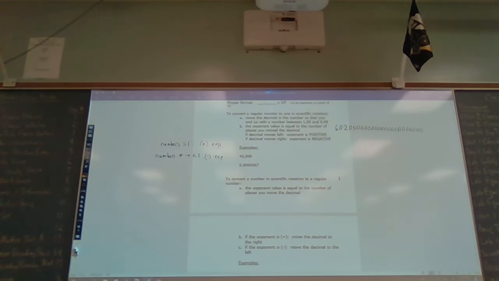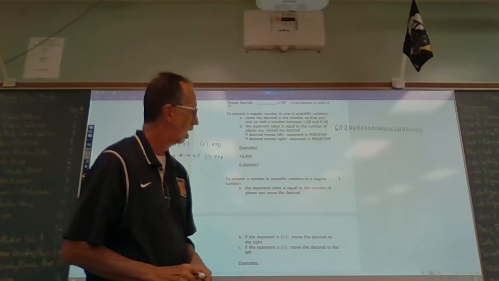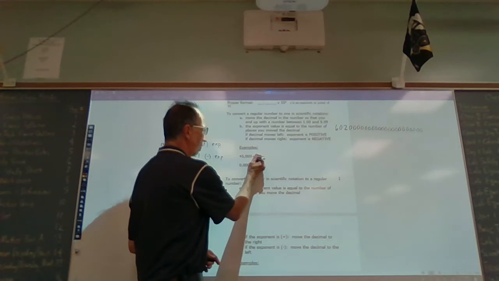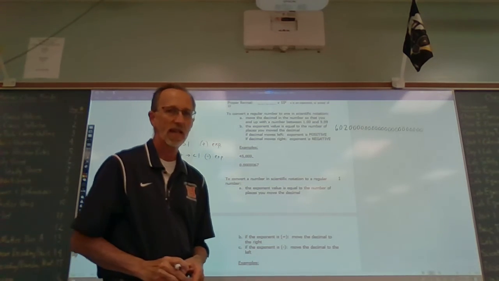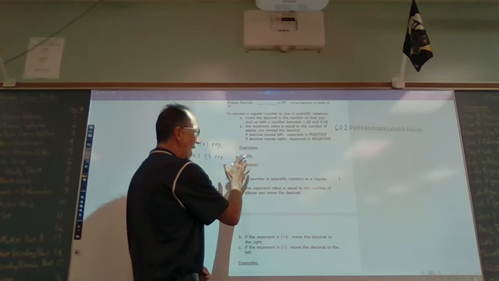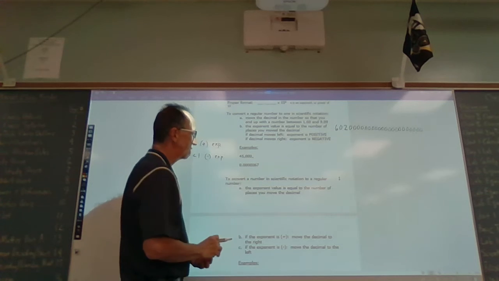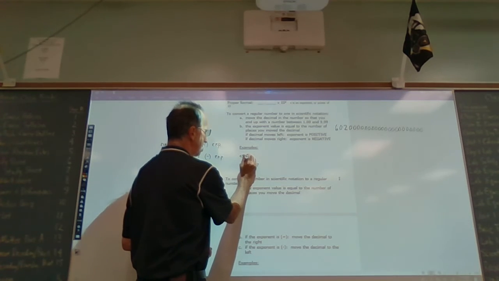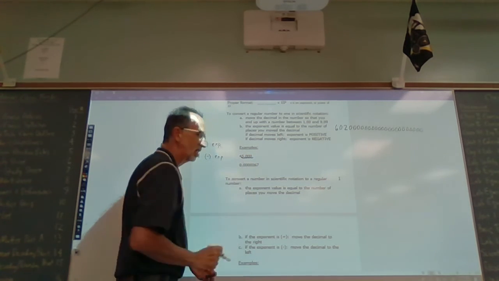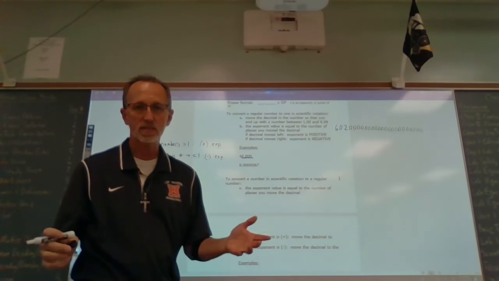There we go. So here we have 45,000. Of course there's no decimal here, but we know that it's there at the end of the last 0, even though we don't write it. The only way I can move this decimal and get this number down to a number between 1 and 10 is to the left. So if I go 1, 2, 3, 4 spots, that gets me to 4.5, which is between 1 and 10. That's where you know when to quit.